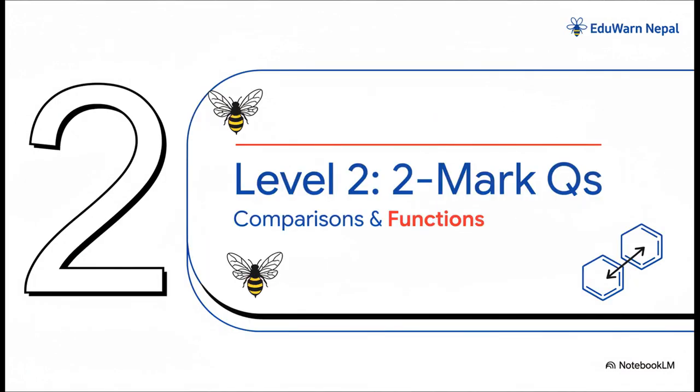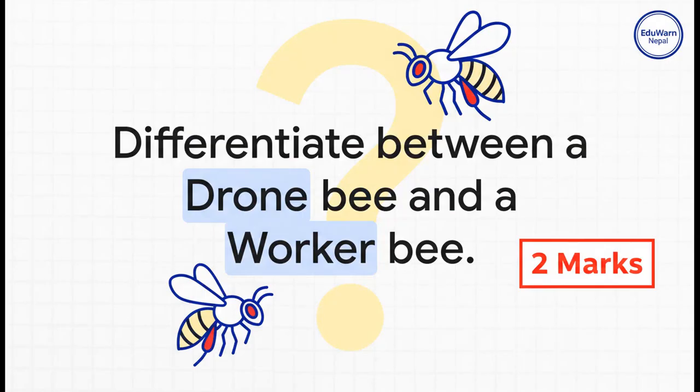Good. Let's move up to Level 2. Here, we're tackling the 2-mark questions. These usually ask you to differentiate between things or list specific functions. This is where they test a slightly deeper level of your understanding. This is a very common question format.